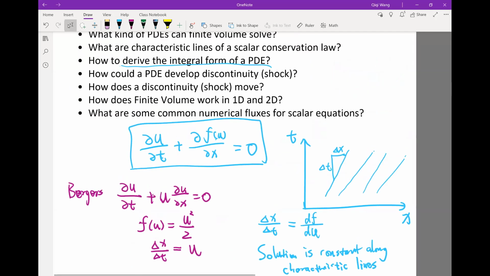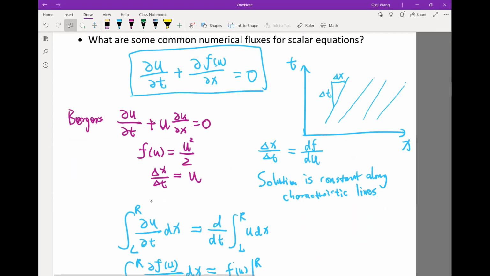And the integral form gives rise to the finite volume scheme, right? The finite volume scheme is basically splitting the space into finitely many volumes. And if I have a solution like this, I'm just approximating the average across these volumes.